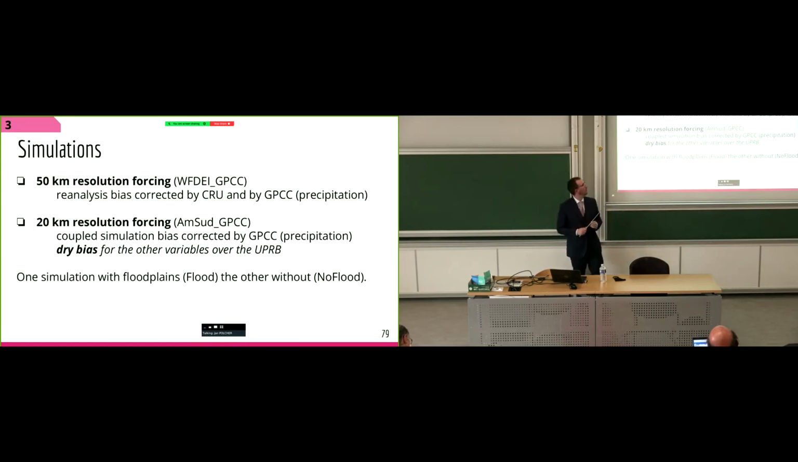From this, we perform some simulations using two different forcings, one at high resolution and one at low resolution. A 50-kilometer resolution forcing, which is a reanalysis bias corrected by CRU and GPCC for the precipitation, and a 20-kilometer resolution forcing, which comes from a coupled simulation, in which only the precipitation has been bias corrected by GPCC. For the other variables, we have a dry bias because the precipitation is underestimated in this simulation over the upper Paraguay River basin. So we may have an underestimation of evapotranspiration. And for each one of these four forcings, I perform a simulation with floodplains and one simulation without floodplains.